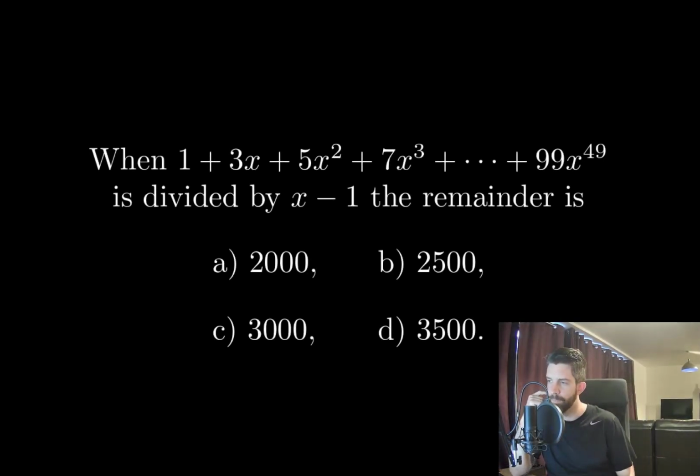When 1 plus 3x plus 5x squared plus 7x cubed and so on up to 99x to the 49 is divided by x minus 1, the remainder is 2,000, 2,500, 3,000, or 3,500. Interesting. Okay, so we have a fairly large polynomial. We want to divide by x minus 1. Another polynomial, and we want to figure out what the remainder is.